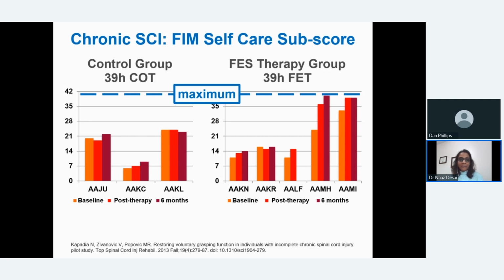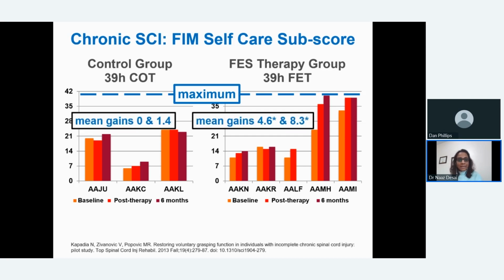And as we can see again, in the control group, a couple of participants showed some improvement, whereas in the FES group, we had better improvement. So in this case, the mean gains upon post-therapy for the control group was 0, and at 6 months was 1.4, whereas that for the FES group at post-therapy was 4.6, and at the 6 month time point was 8.3. So definitely the FES group had better improvement in function as compared to the control group.